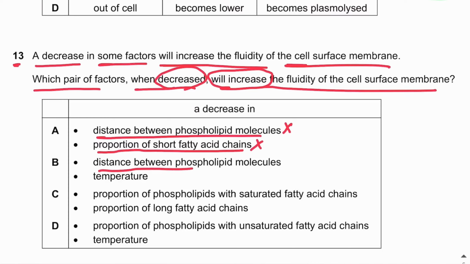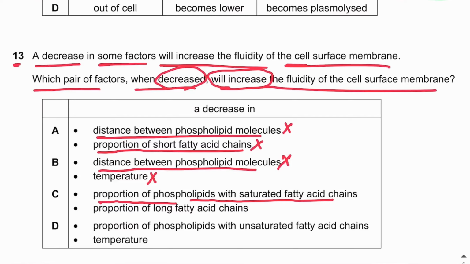Distance between phospholipid molecules is decreased. No. Temperature is decreased. No. Decrease in temperature will decrease the fluidity, and decrease in the distance between the phospholipid molecules will also decrease the fluidity. Proportion of phospholipids with saturated fatty acid chains.